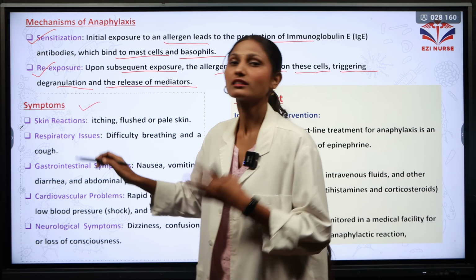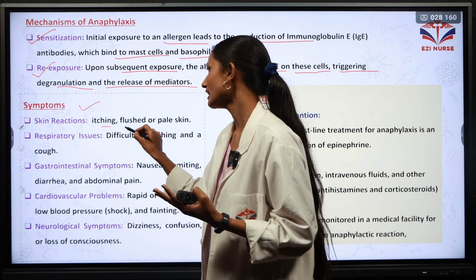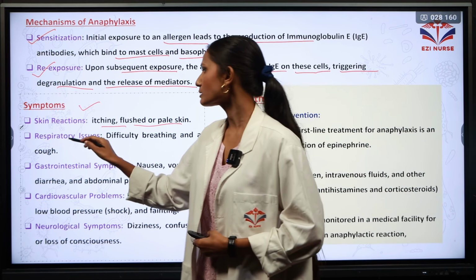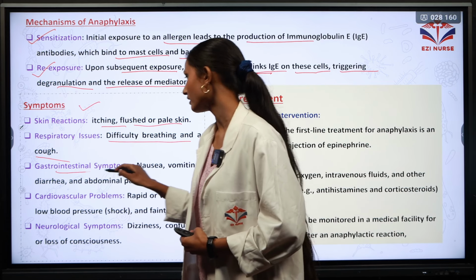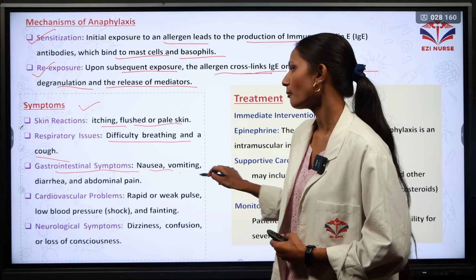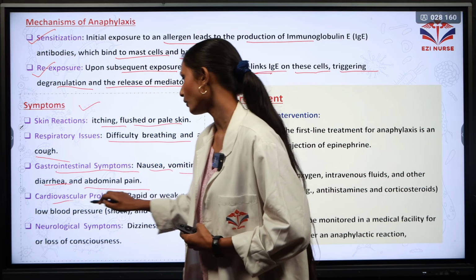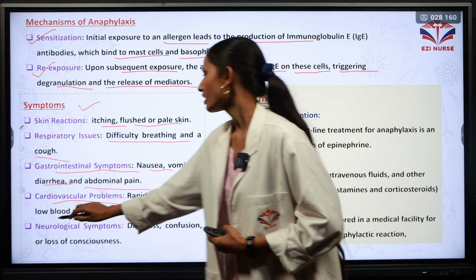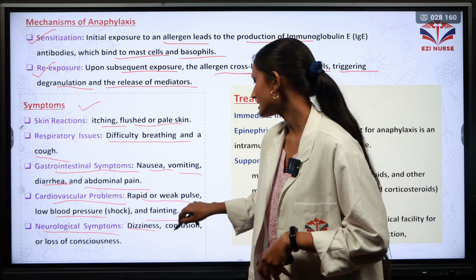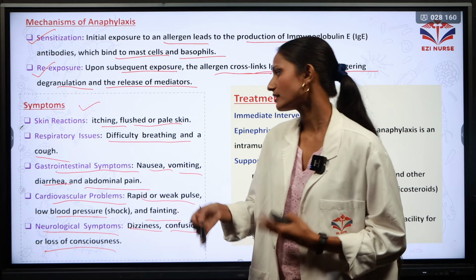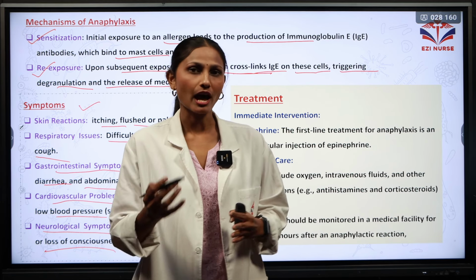Next one is symptoms. What symptoms will develop because of anaphylaxis? First is skin reaction such as itching, flushing, pale skin. Then in the respiratory system, difficulty breathing and cough. Next is the gastrointestinal system: nausea, vomiting, diarrhea, abdominal pain. Next, cardiovascular problems: rapid, weak pulse, low blood pressure and fainting. And in neurological symptoms, dizziness, confusion or loss of consciousness. So these are the signs and symptoms we can see in the case of anaphylaxis.